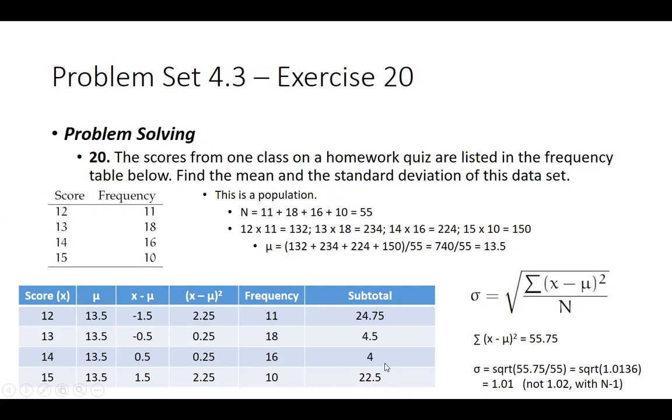Now, add together the subtotal column. That will give us our total sum of squares. 24.75 plus 4.5 plus 4 plus 22.5 is 55.75. Remember, this formula is divided by n, not n minus 1. So 55.75 divided by 55 is 1.0136. Taking the square root of 1.0136, we get 1.01.